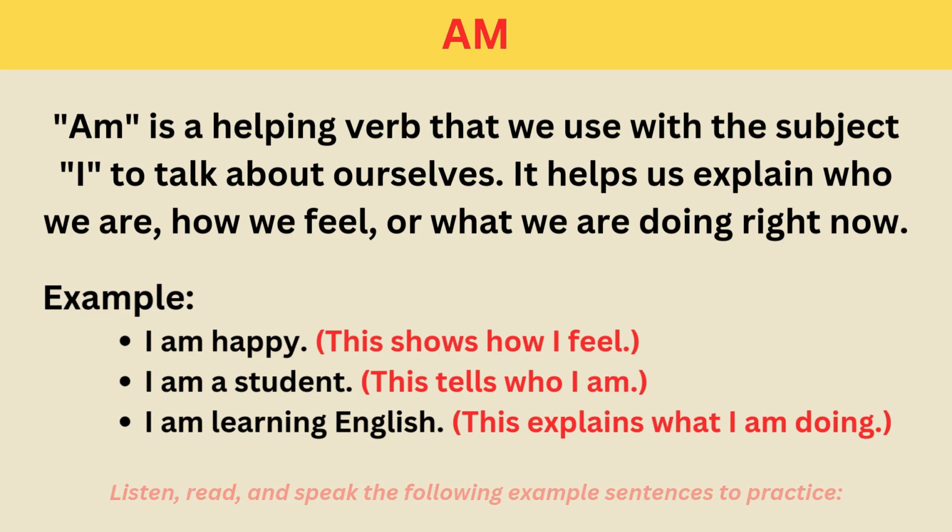Am is a helping verb that we use with the subject I to talk about ourselves. It helps us explain who we are, how we feel, or what we are doing right now. For example, I am happy. This shows how I feel. I am a student. This tells who I am. I am learning English. This explains what I am doing.